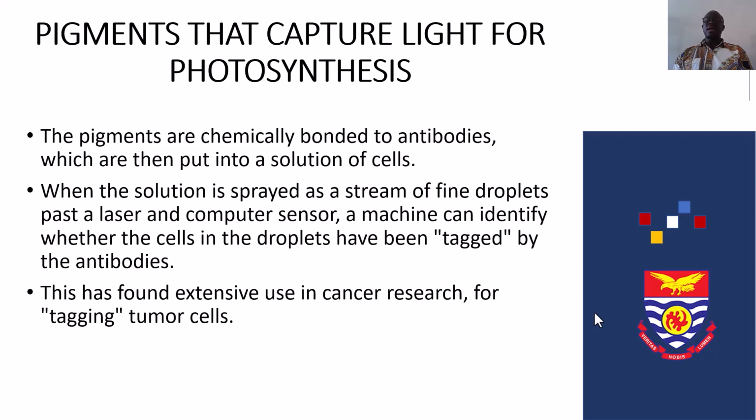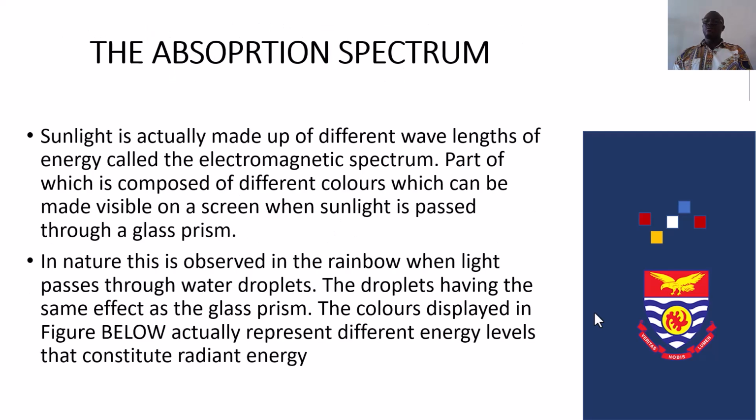The pigments are chemically bonded to antibodies, which are then put into a solution of cells. When the solution is sprayed as a stream of fine droplets past a laser and computer sensor, a machine can identify whether the cells in the droplets have been tagged by the antibodies. This has found extensive use in cancer research for tagging tumor cells.